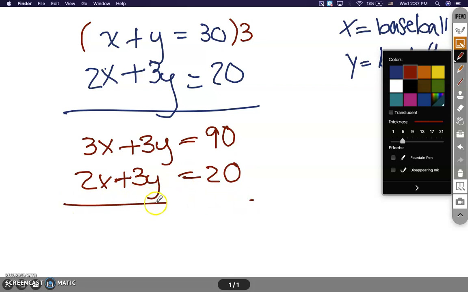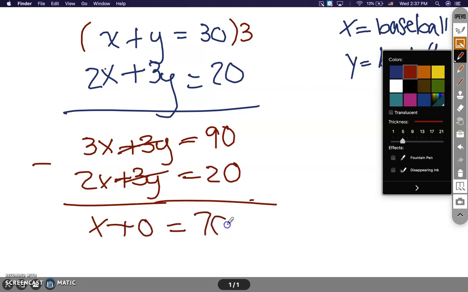So then if I subtract it, I get x. These two cancel out because this becomes 0, so plus 0, equal to 70. So that means x is equal to 70. I bought 70 cards, 70 baseball cards, okay?